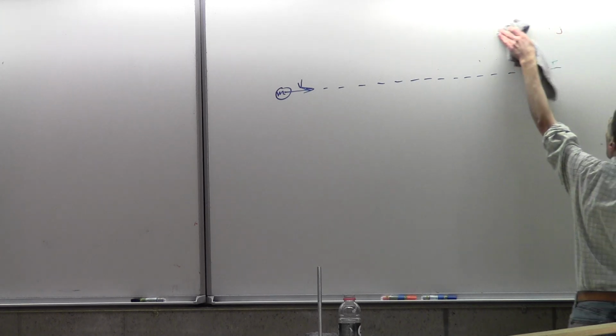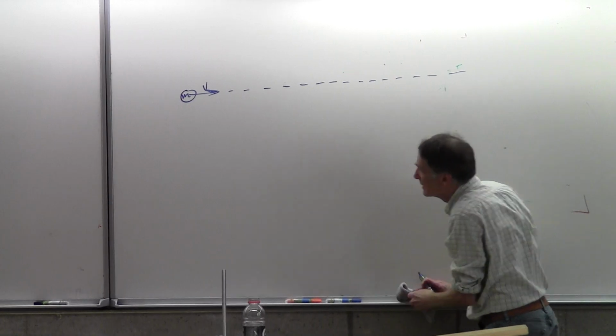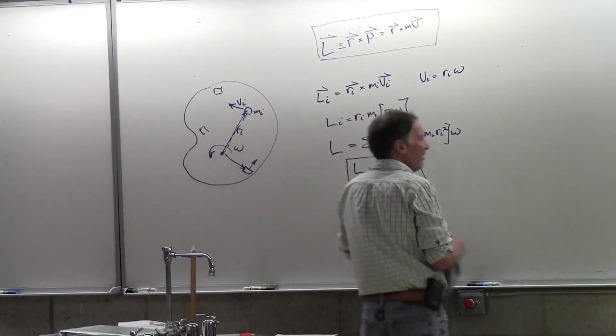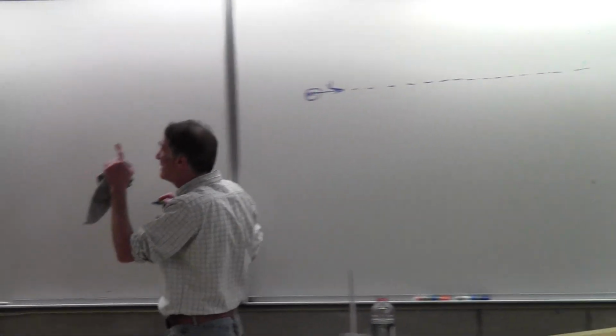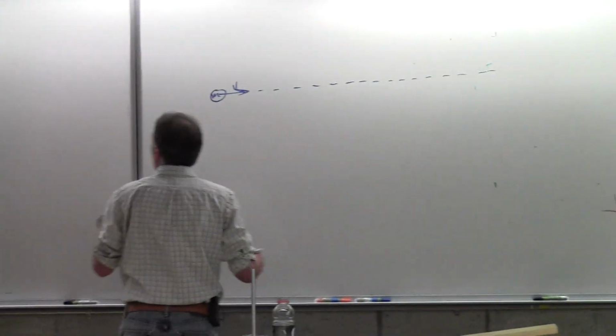Now, if I said, well, can this thing have angular momentum? Most people would say, what do you mean? It's going in a straight line. It's not rotating like this disk was rotating. How can you say anything? But we can just say this is the definition of angular momentum. I can go ahead and apply it.